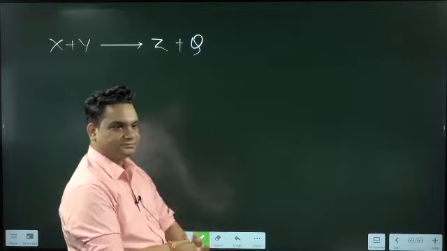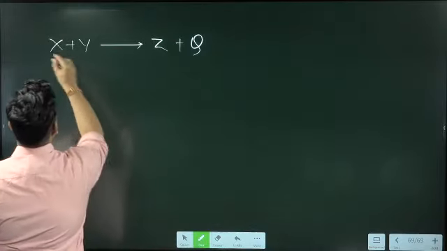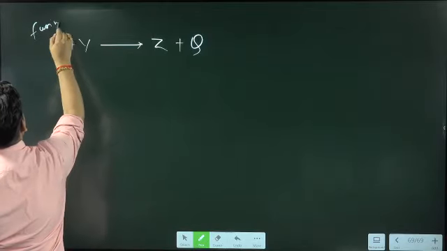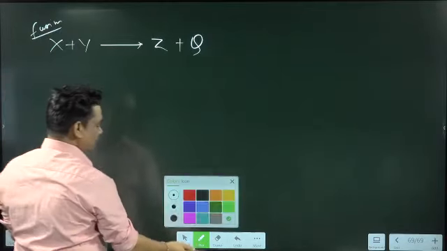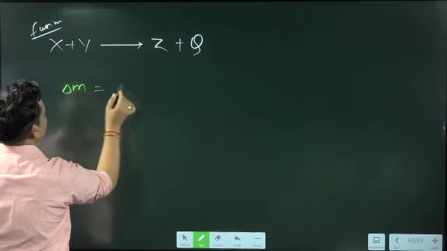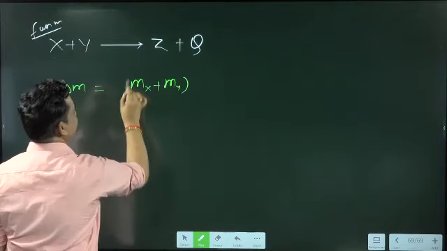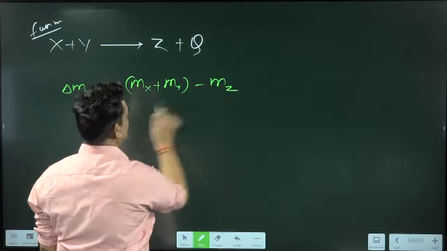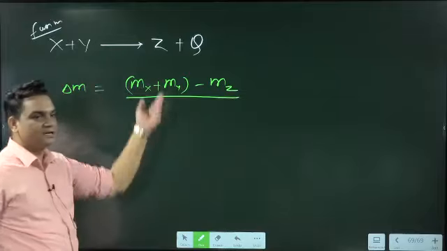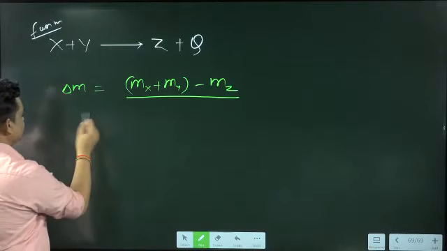Now we have here x plus y. This is an example of fusion, and suppose we need to find the mass defect. Always first we write delta m. Delta m is mass of x plus mass of y minus mass of z. You always have to do this. I cannot take the numerical, it will take some time. So you get delta m like this, and then you write your energy calculation.